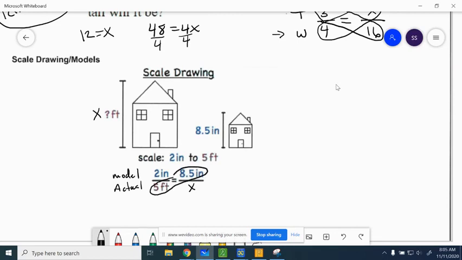So 8.5 times 5, which is 42.5, is equal to 2x, divide by 2, divide by 2, and I'm left with x is equal to 21.25 or 21.25 feet.